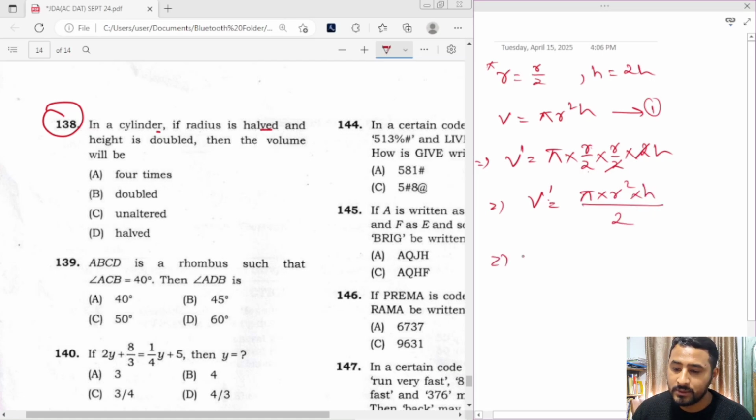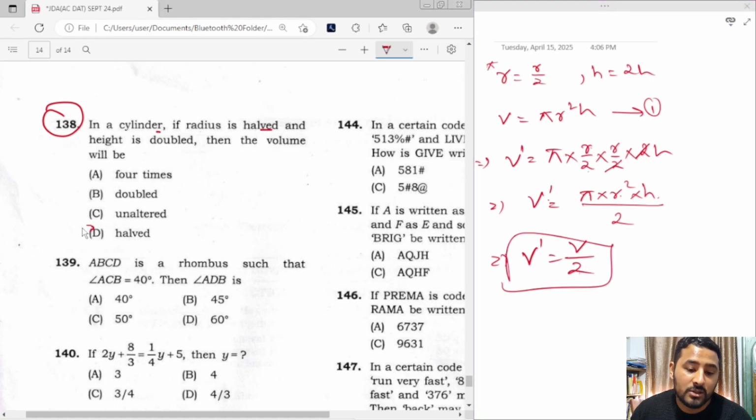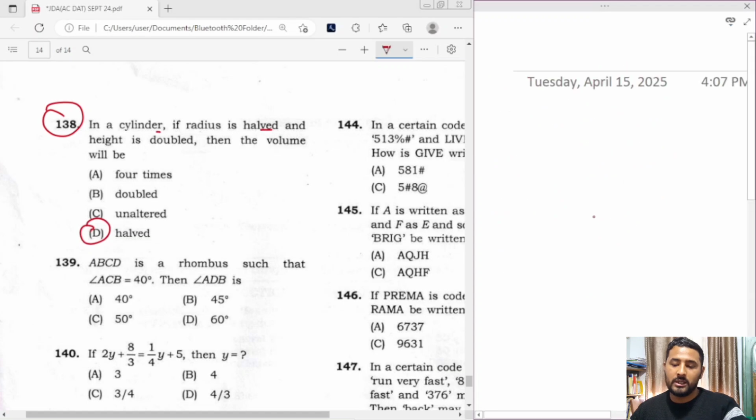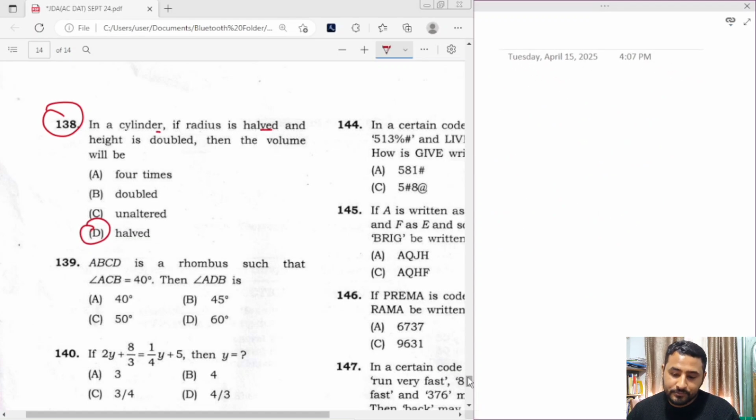So can you see here? V dash will be how much? This pi r square h is the value of what? Actual V, right? Actual volume, so V by 2. That means what? The volume is half, right? V by 2 means half. So the answer will be option number D for 138. Okay, let's go next.